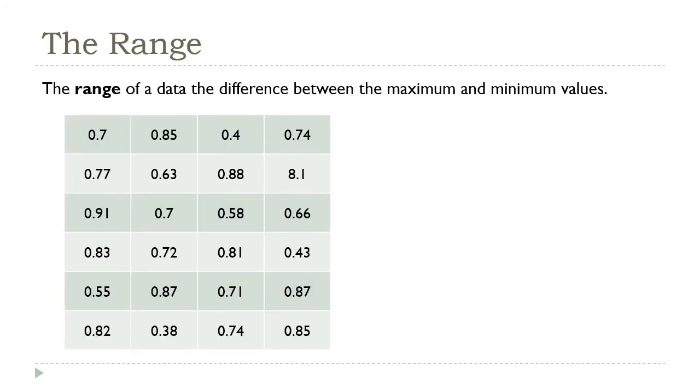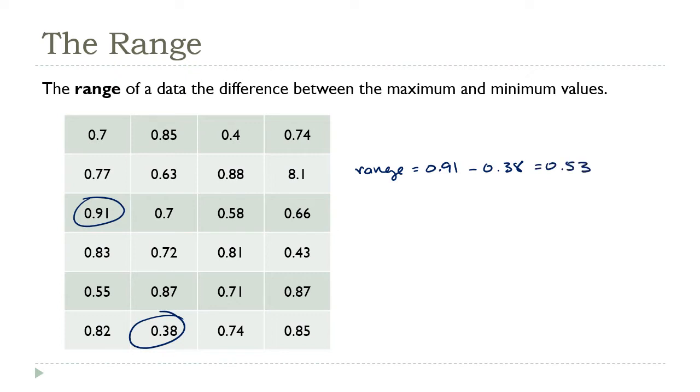So the range, like the mid-range, is a very brute force method of thinking about how spread out a data set is. It's literally just the width, in the sense that it's the difference between the largest and smallest values. So for my example here, that would be 0.91. That's the largest value. And be careful, right? The data isn't sorted, so I had to search around there to find the largest one. And 0.38, that's the smallest value.